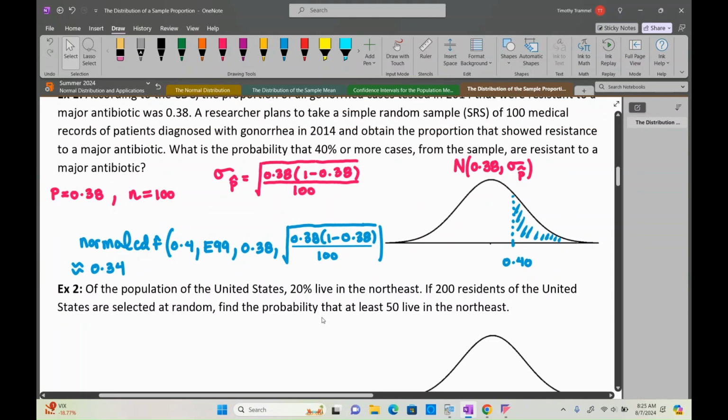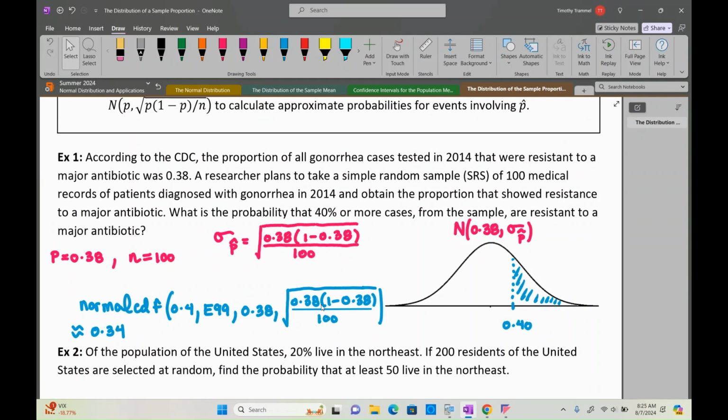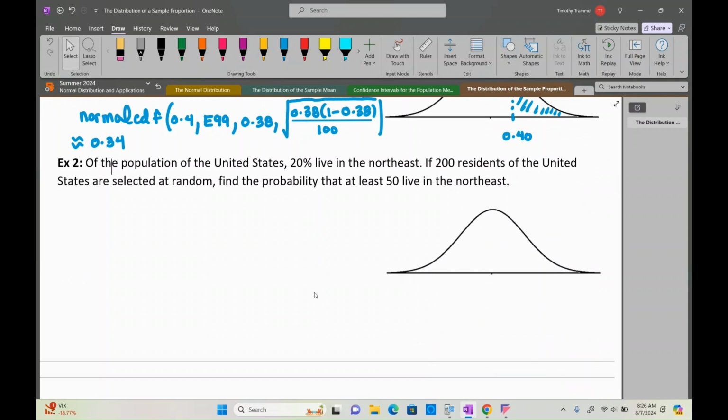But I do want to point out up here, we were talking about what proportion of gonorrhea cases were resistant to a major antibiotic. And so they were either resistant to a major antibiotic or they were not. Again, that binary that I was talking about before. And here the binary is whether somebody lives in the Northeast or not.